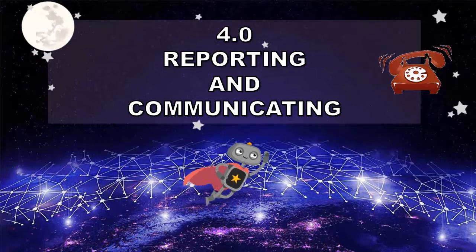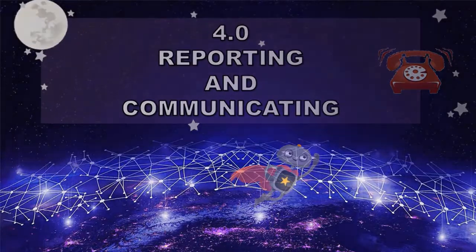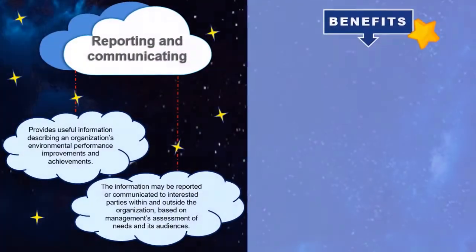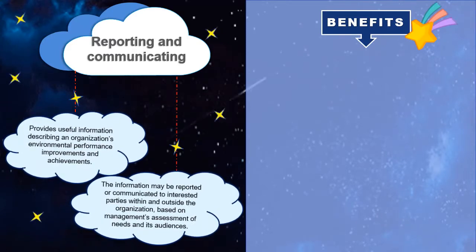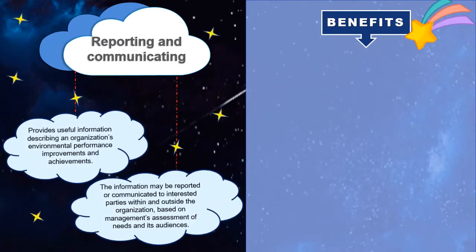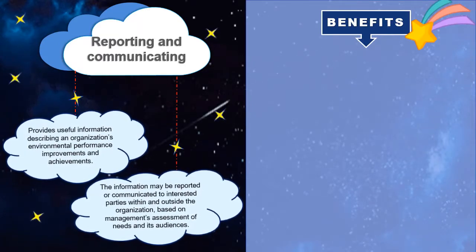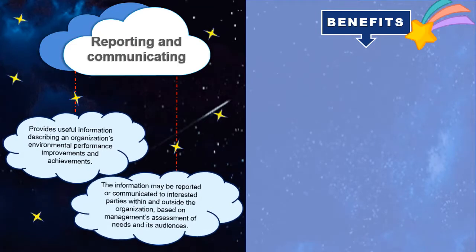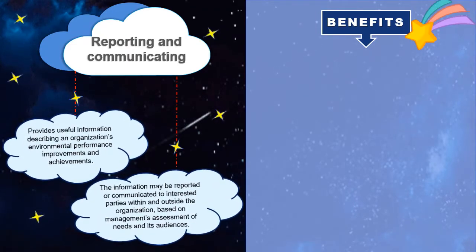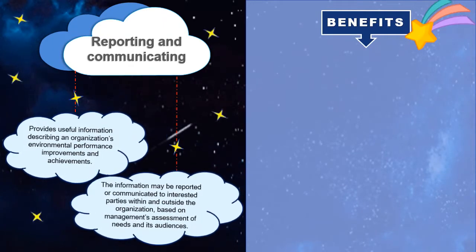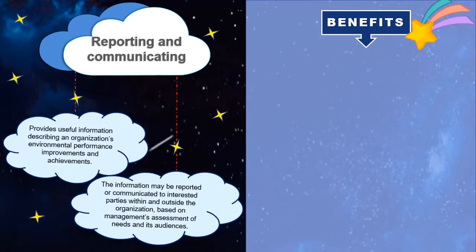The fourth stage of using data is reporting and communicating. It will provide useful information describing an organization's environmental performance improvements and achievements. The information may be reported or communicated to interested parties within and outside the organization based on management's assessment of needs and its audiences.